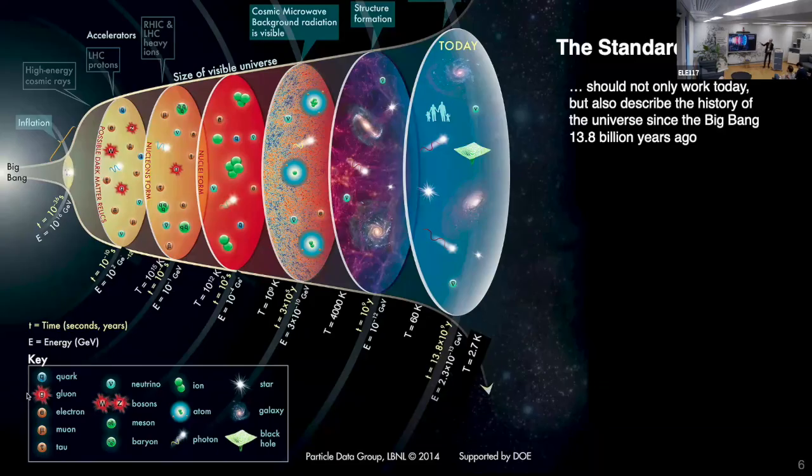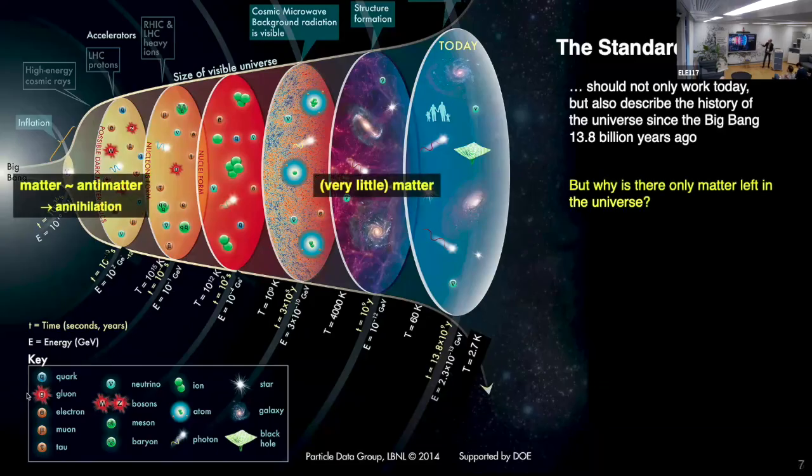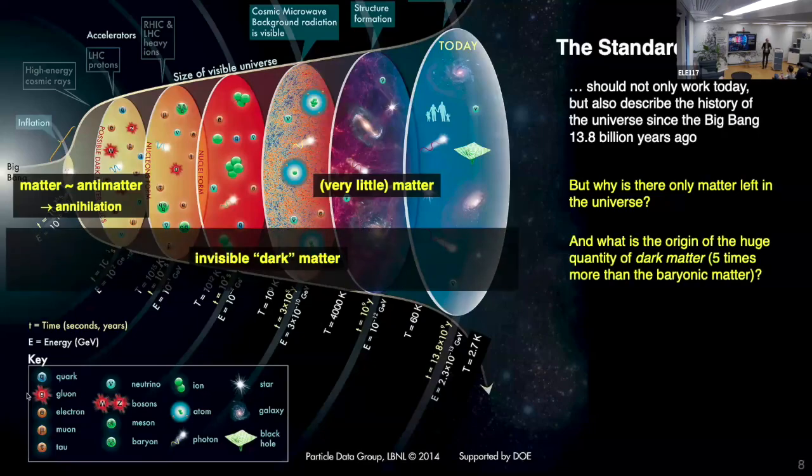There's still a number of questions related with this. For example, it seems like at the beginning, we believed there was as much antimatter as matter. All the antimatter had disappeared, and we're only left with matter today. We don't know why this is. Then from gravitational observation in space, there's a huge amount of dark matter. In fact, 5 times more dark matter than visible matter, stars and clouds.